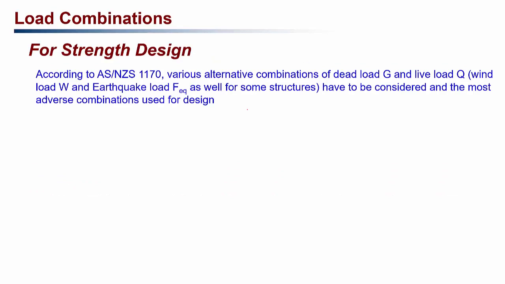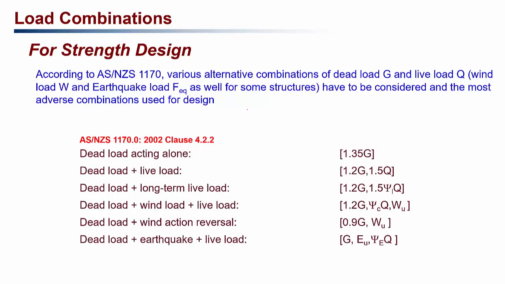Now for the structural design, AS 1170.0 gives us various load combinations, and that is to simulate the extreme maximum load condition that the structure might be subjected to. And these are the load combinations that the code prescribes. So if there is only dead load acting here, we consider the load combination 1.35G. And this 1.35 is called the load factor, and it is used to simulate the extreme loading conditions in the structure, and G is of course the dead load here.